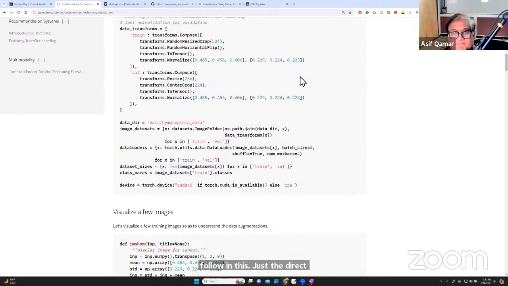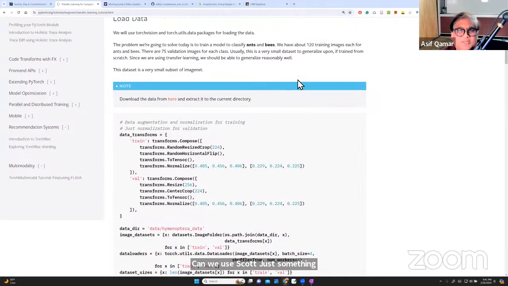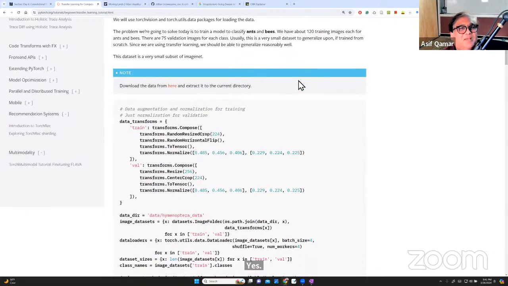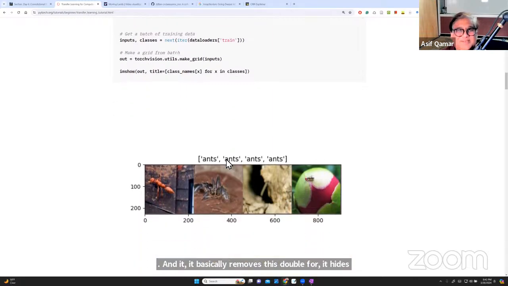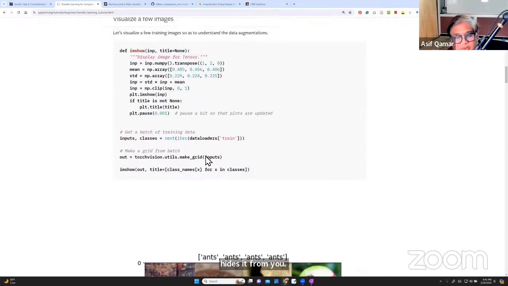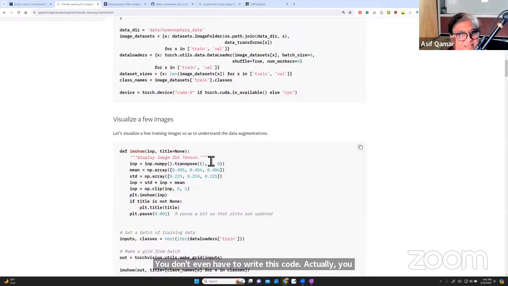Can we use Lightning or something? You can use Lightning, of course. Use PyTorch Lightning, whatever makes your life easier. It basically removes this double for loop. It hides it from you. You don't even have to write this code. Actually, guys, when you use it, you will realize that your solution will be barely 10 lines of code. And then you realize how much power you have accessible to you.